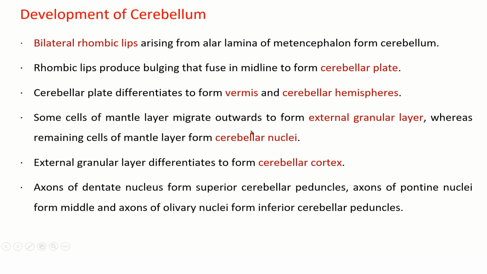Some cells of the mantle layer migrate outwards to form the external granular layer, whereas remaining cells of the mantle layer form the cerebellar nuclei, the dentate nucleus, emboliform nucleus, and others. External granular layer differentiates to form the cerebellar cortex. The axons of the dentate nucleus form the superior cerebellar peduncle. Axons of pontine nuclei form middle cerebellar peduncle, and axons of olivary nuclei form the inferior cerebellar peduncle.